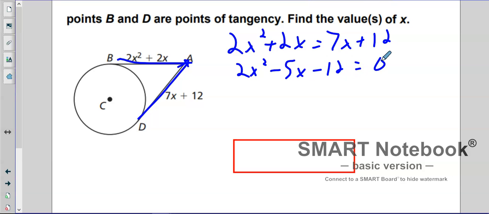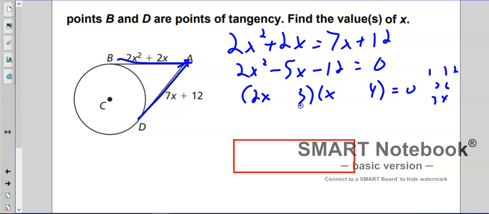And now we need to factor. So 2x times 1x. And then we need to make 12. So 1 and 12, 2 and 6, 3 and 4. Okay. So I'm just going to start with 3 and 4. And this gives me 3, and that gives me 8. I guessed right. 8 minus 5 is 3. 3 minus 5 is negative 8. Since I want negative 5, I want the bigger number, 8, to be negative and that to be positive.